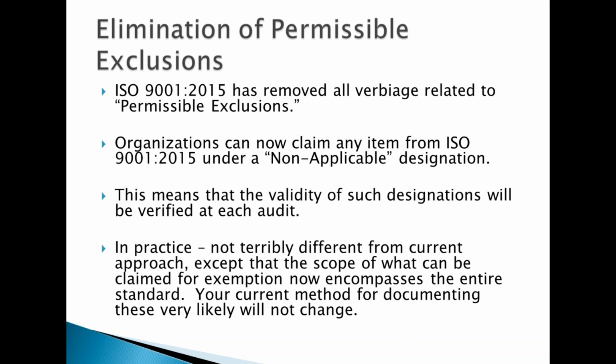The standard has eliminated verbiage pertaining to permissible exclusions. It's been replaced with an indication that you can claim something as being non-applicable or not applicable. We will be verifying the validity of those designations at each audit. In practice, it's not terribly different from the current approach. The only change is that now officially the whole standard can be claimed for exemption, but the reality is most legitimate exemptions are going to be the ones coming from sections 8 and a handful from section 7.